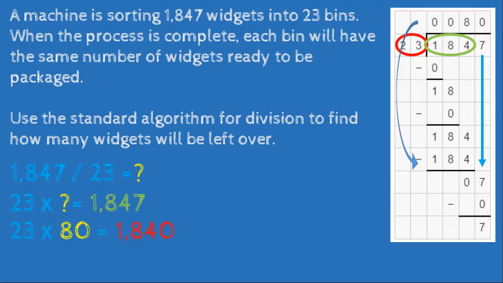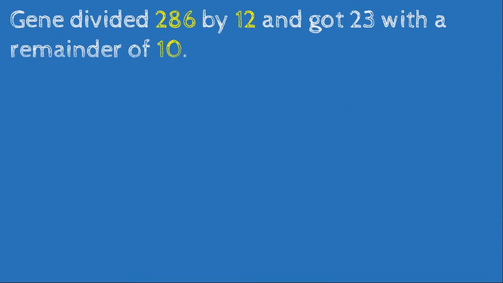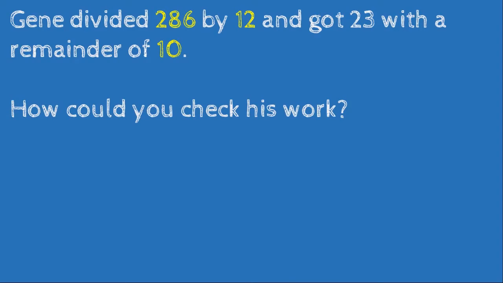We can check this answer that it's 23 times 80 is 1,840. Now, 1,840 is not the original number of widgets, which is 1,847. So we take 1,847 minus 1,840, which equals 7. And that is the same answer that we had as a remainder. 7, and 7. So we know that we're done with our division problem. We move on to the next example.